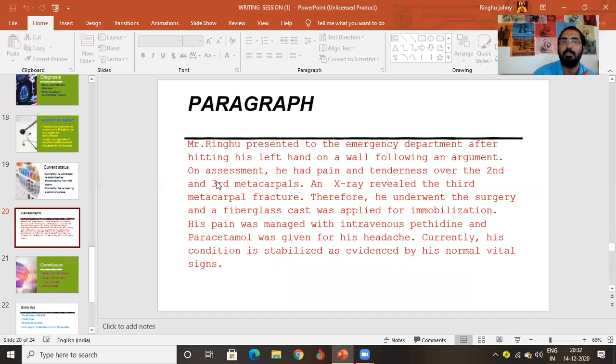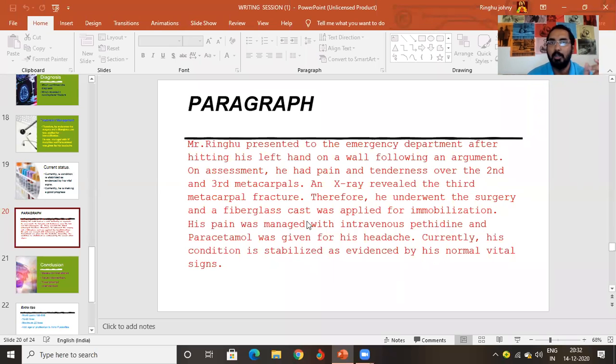So how to make a paragraph now? Mr. Engu presented to the emergency department after hitting his left hand on a wall following an argument, presenting complaint. On assessment, he had pain and tenderness over the second and third metacarpals. An X-ray revealed the third metacarpal fracture. Therefore, he underwent the surgery and a fiberglass cast was applied for immobilization. His pain was managed with intravenous pethidine and paracetamol was given for his headache. Currently, his condition is stabilized as evidenced by his normal vital signs.